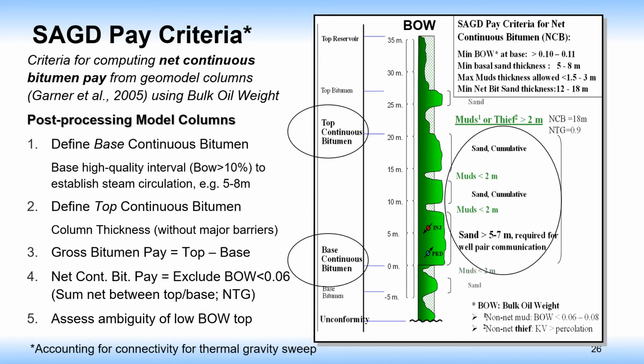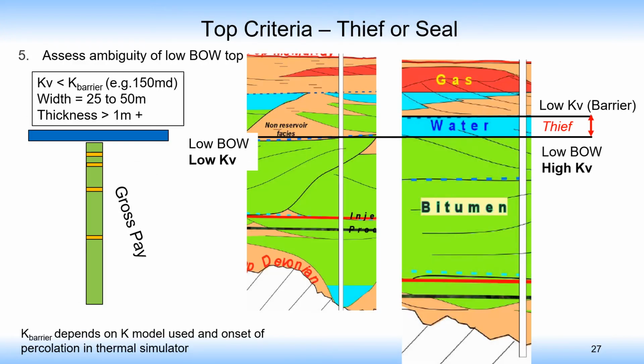Could be a thief, or it could be a mud or shale barrier. So we want to assess that in the last step, and that's what we're going to take a look at. We're going to use vertical permeability because that is so important for thermal sweep. So here's your top criteria. It's a seal criteria. You've got two cases here.